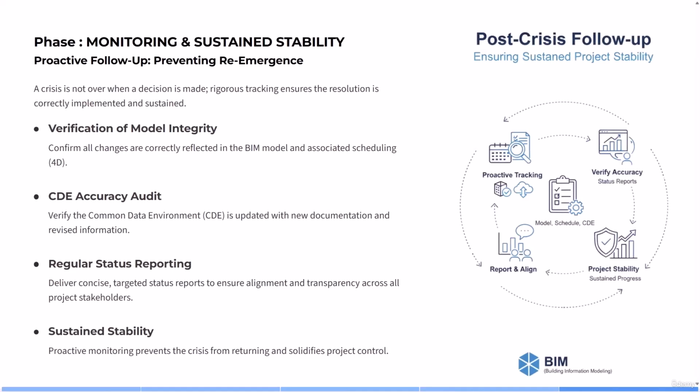The fifth step is about controlling the implementation and preventing a second wave of crisis. A crisis doesn't occur just once, and if it is not managed properly, it can happen again. The BI manager must follow up, check model updates, provide status reports, and ensure the accurate information is uploaded to the CDE. This part is referred to as discipline follow-up, meaning professional monitoring.